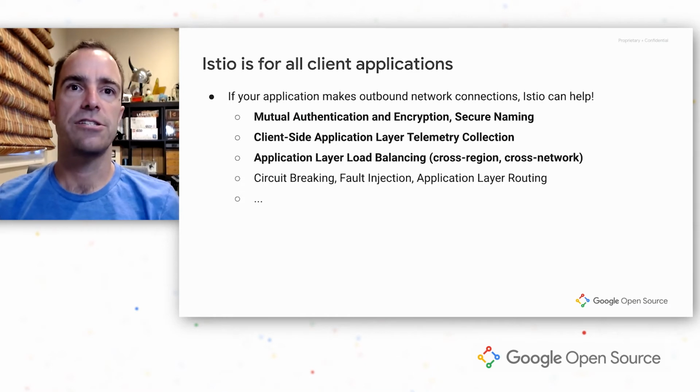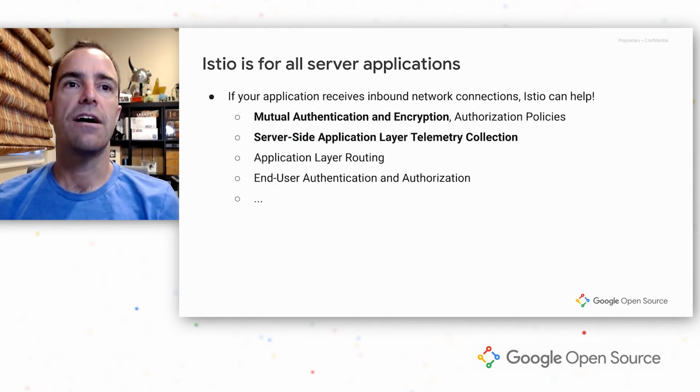What about for server applications? Well, same here. There's a lot of stuff that you get for free from Istio. So again, you get that mutual authentication and encryption, and you get the telemetry collection now on the server side. So you know how long requests to the server took, and how long they took to process, what error rates you had, things like that.